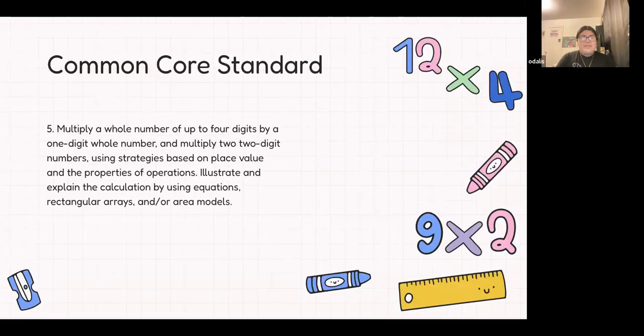Okay, so for our Common Core standard, we focus on fourth grade, and we chose the standard number 5, which is multiply a whole number of up to 4 digits by a one-digit whole number, and multiply two-digit numbers using strategies based on place value and the properties of operations. Illustrate and explain the calculations by using equations, rectangular arrays, and or area models.